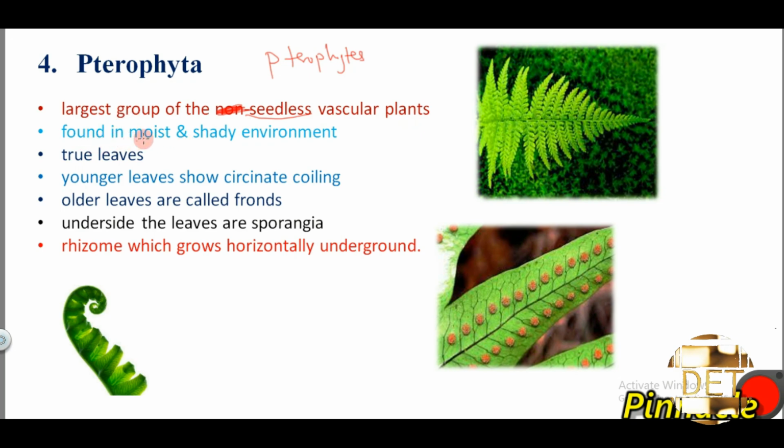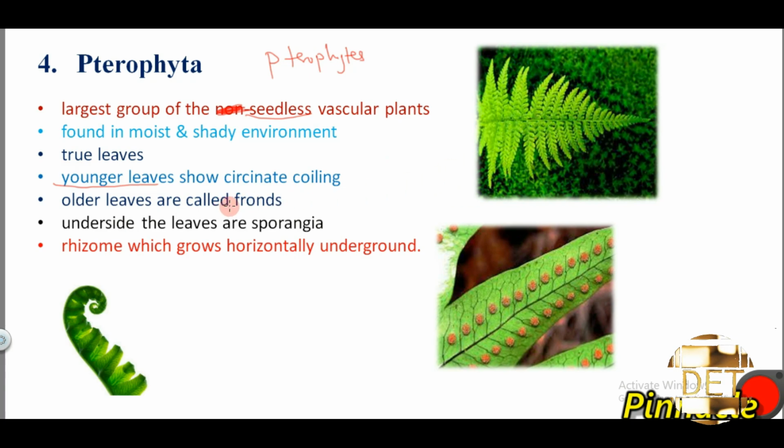Also, they are found in moist and shady environments. We've established that before. They have true leaf, stem, and root. Then their young leaves show circinate coiling. So what you can see here is circinate coiling, and this is peculiar to younger leaves. So younger leaves will actually look like this, because they are still young, they are not mature yet, they will have this coiling. Then older leaves are called fronds.